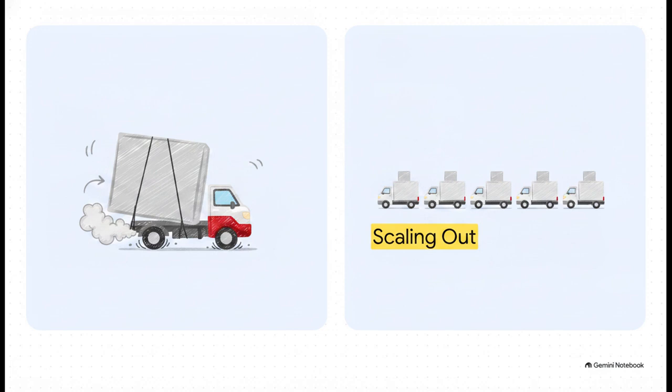The problem there is that there's a physical and financial limit to how big one lorry can get. Big data instead relies on scaling out. This means distributing your data storage across a cluster of thousands of low-cost, regular commodity servers. To go back to our analogy, instead of buying one massive lorry, you buy a fleet of thousands of cheap standard delivery vans to share the workload. It is highly cost-effective and, for all intents and purposes, practically limitless.